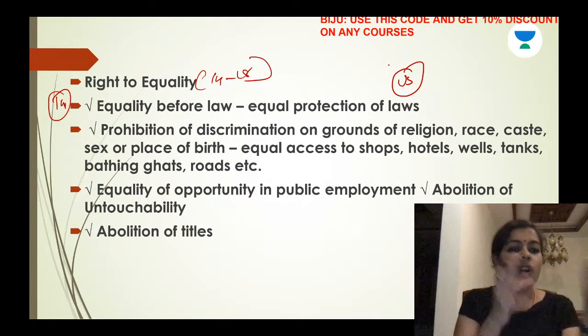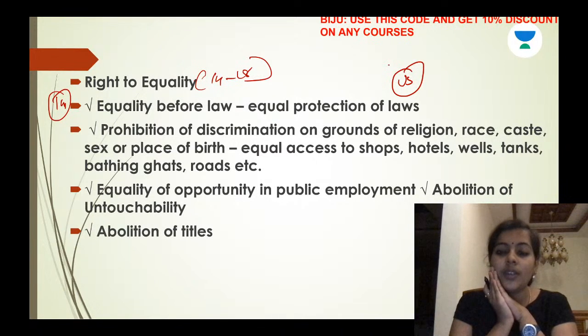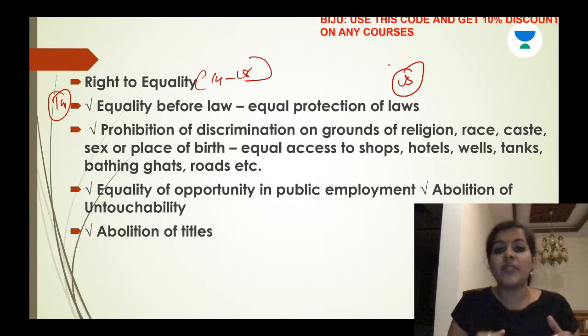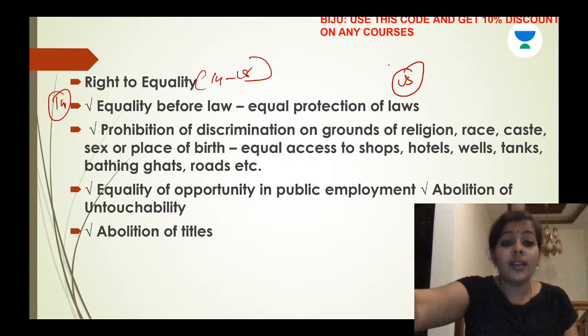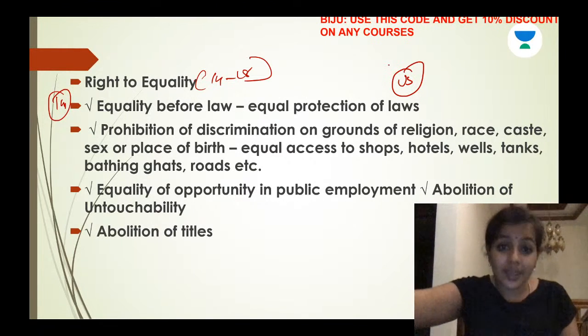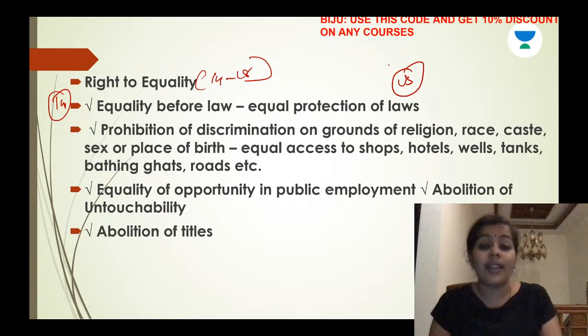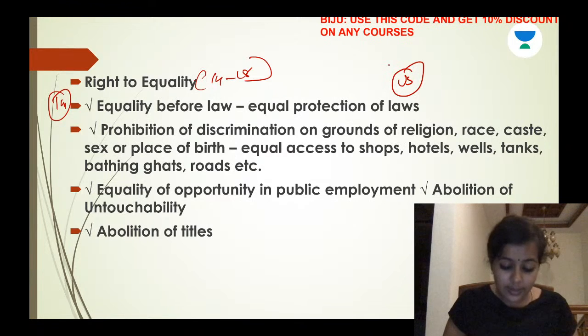These two concepts, one is a negative aspect, the other is a positive aspect. Equality before law is a negative aspect, whereas equal protection of law is a positive aspect. So in one thing itself, two aspects have been discussed.